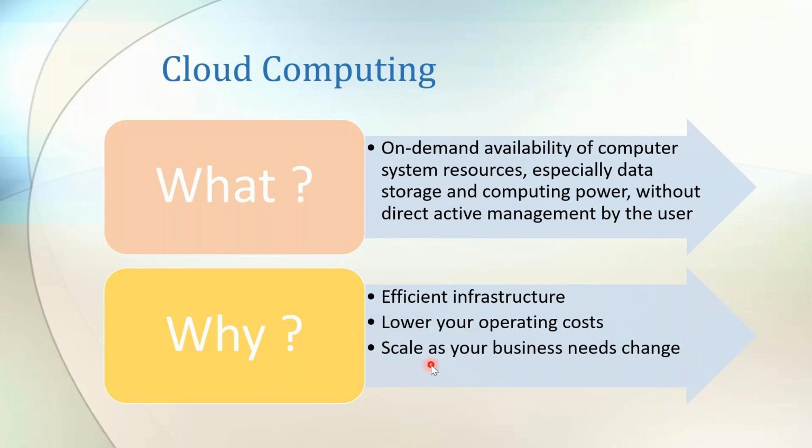Then scale as your business needs change. So this is the one I was telling. If you need 5 machines, you will use 5 machines. If you need 100 machines, you will use 100 machines. Day after tomorrow, again it will be a normal day. Tomorrow only it's a big billion sale day. So today I'm using 5 machines. Tomorrow, big billions day, so I may need 100 machines.